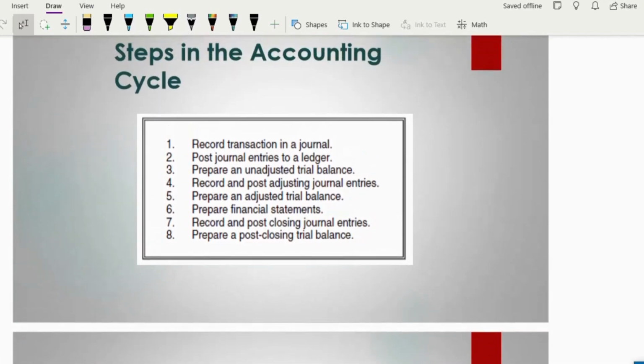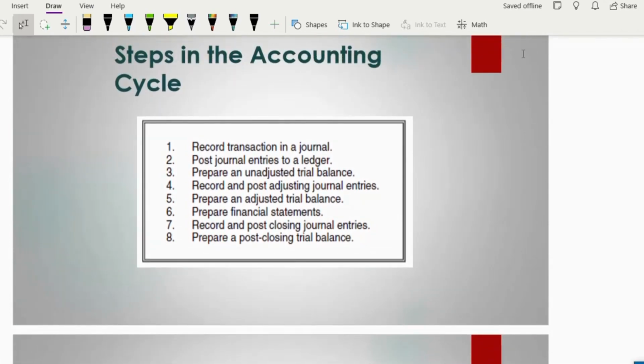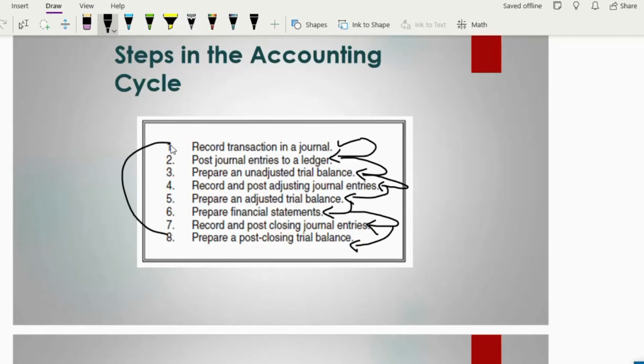So this is the accounting cycle which I just discussed a few minutes back with you. Firstly we do journalization. Those journal entries are posted into the ledgers. Ledgers are used to prepare the first trial balance, or you can say unadjusted trial balance. Then we record the adjusting entries and we post them into their ledgers, and then after that we prepare adjusted trial balance. Then we prepare the financial statements. After preparing the financial statements, we prepare closing entries and we post them into their ledgers, and then we prepare post closing trial balance. So this is the complete accounting cycle which keeps on repeating itself.